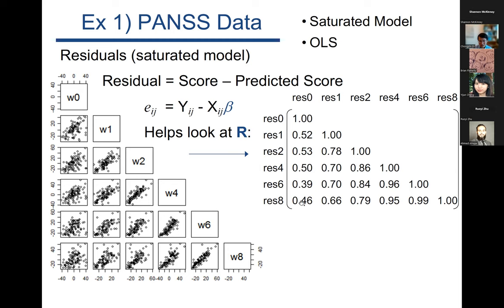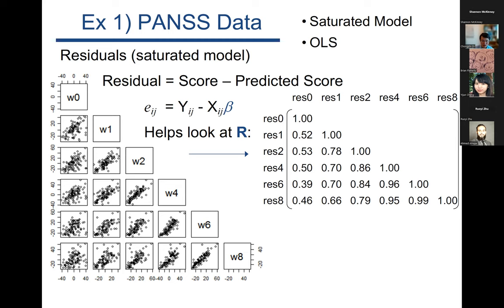You have these off-diagonal terms, and they are all positive, somewhere between zero and one. So now you know that working independence is maybe not a very good choice. There should be some sort of medium to high amount of within-subject correlation.